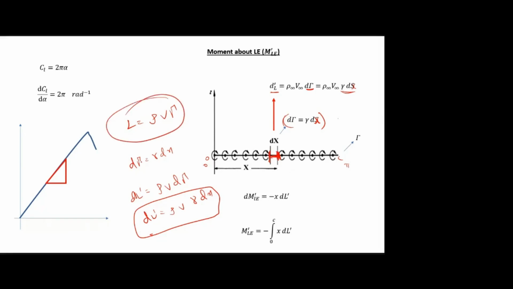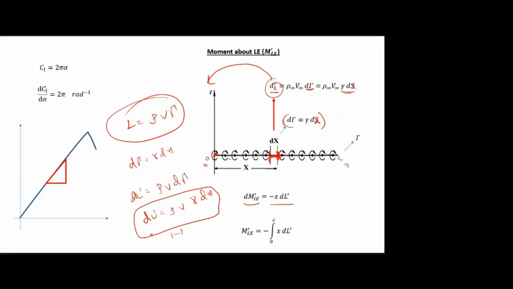This is for the complete airfoil, this is for one small section. Now assume this small force creates a moment about this leading edge point. So dM'_LE is equal to minus dL' into x. Assume this small lift force induces the moment about this leading edge point. So force into distance, anti-clockwise, so minus x dL'.